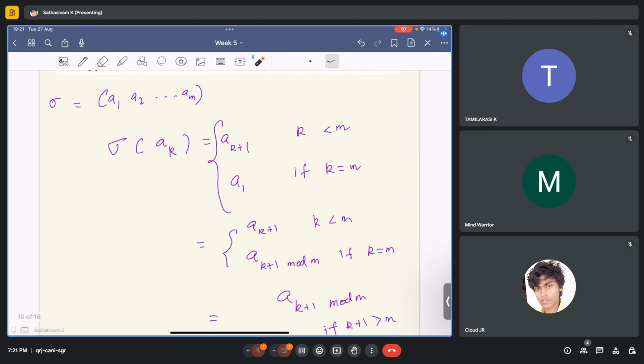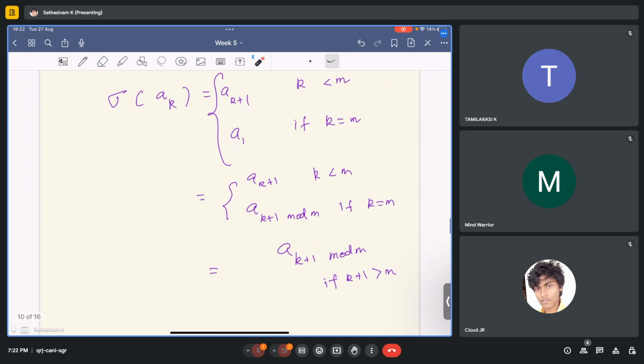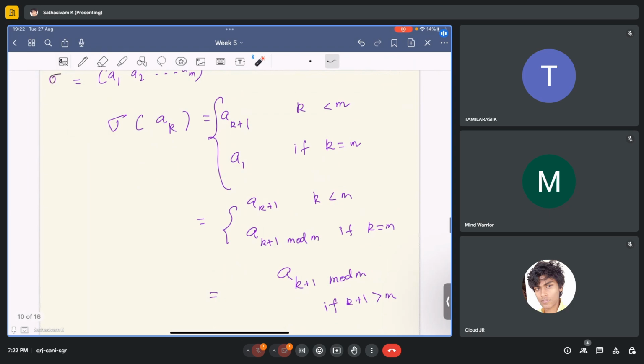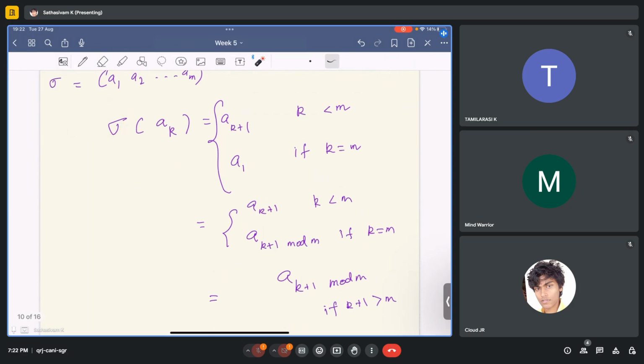It's not any different, it's just the same thing. But usually in Zm you will take 0 to m minus 1, right? In this case they are just taking 1 to m. But if you look at this, m is actually the 0 here. But anyway, this is what we have for sigma. Now what we have to prove?